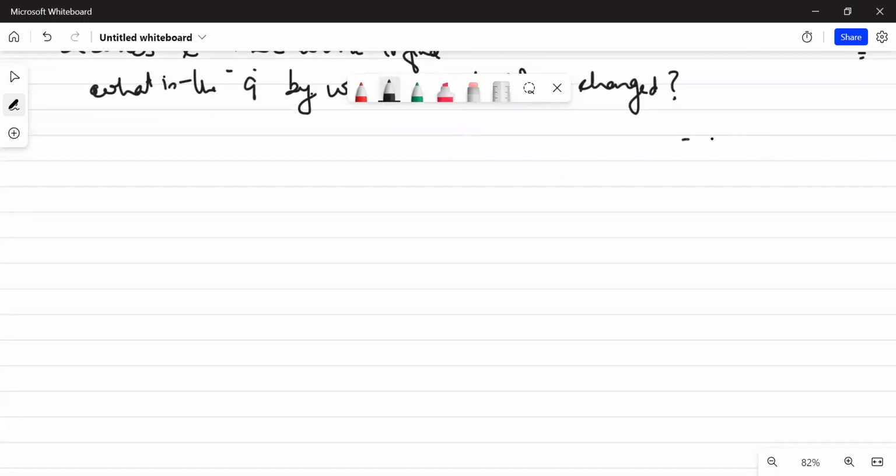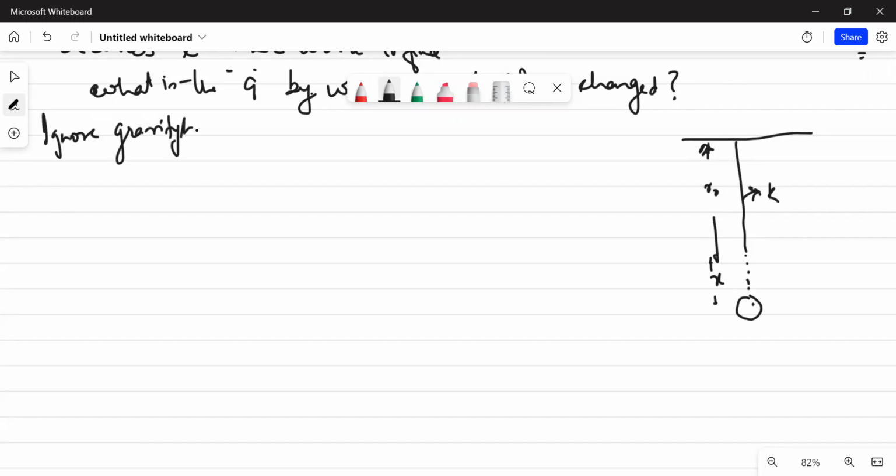So one can see that this ball is suspended. Now initially at equilibrium this was at x naught. The stiffness constant is given by k. Now if it is further displaced by distance x, then the net force it feels, okay, you have to ignore gravity here. So if it is displaced by a further x, it will feel a force in the upward direction that is equal to kx. This is very much clear.